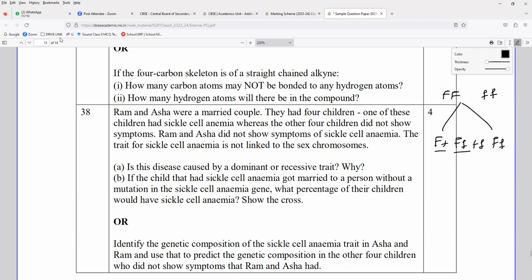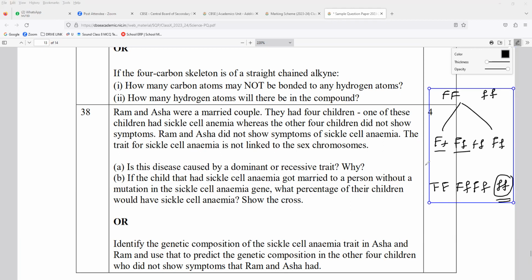Now, if I cross these two, in the next generation again what will I get? Capital F small f, capital F small f, small f and small f. Now, this is very, very important. You can take anything, your choice, alphabets also, I'm saying.